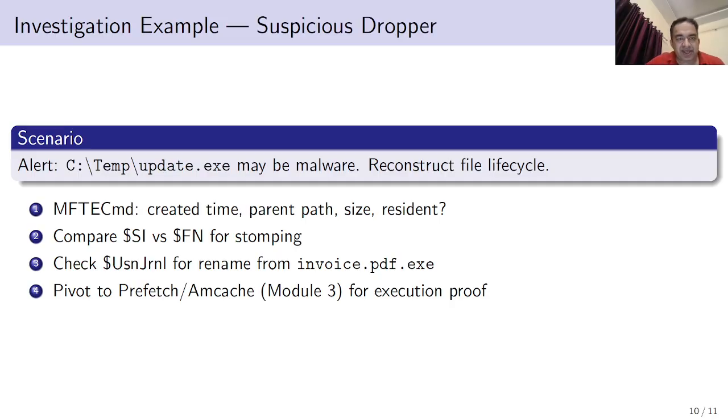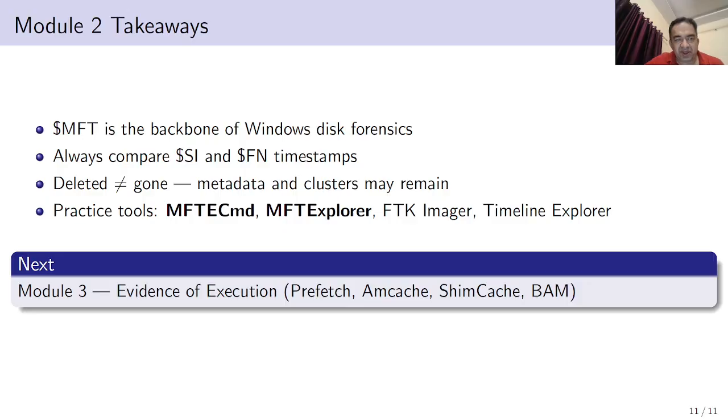The dropper scenario ties the module together. Use MFTECmd for the lifecycle, compare SI and FN values, check USN for rename tricks, and then pivot to execution artifacts in the next part. The takeaway: the MFT is the foundational step, and always compare SI and FN. Deleted is not gone. Practice tools like MFTECmd, MFT Explorer, FTK Imager, and Timeline Explorer.